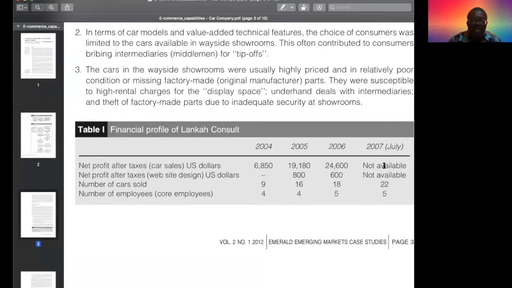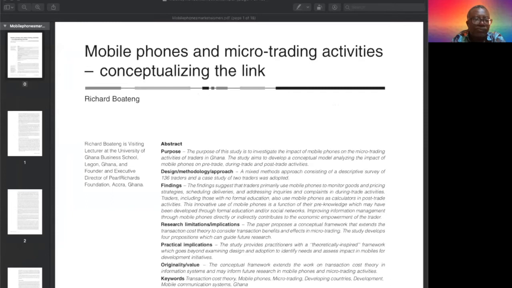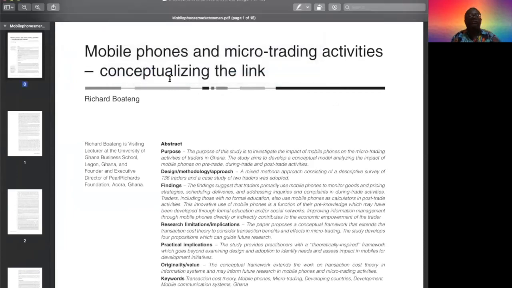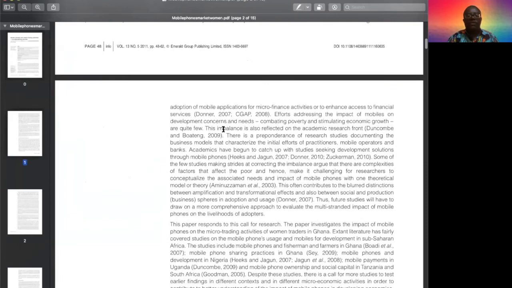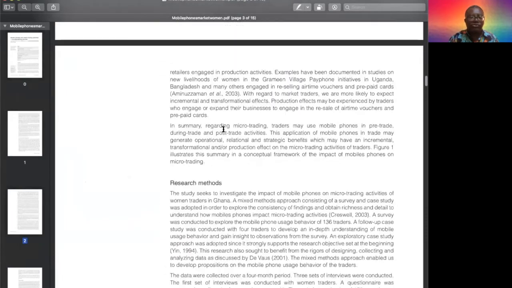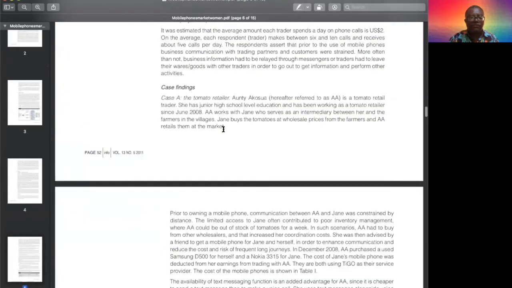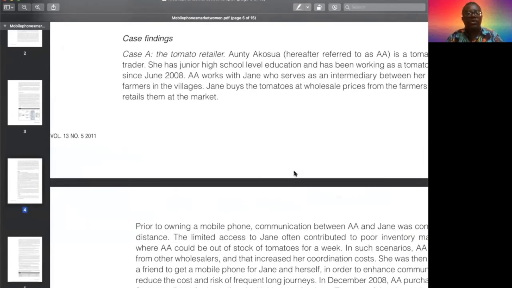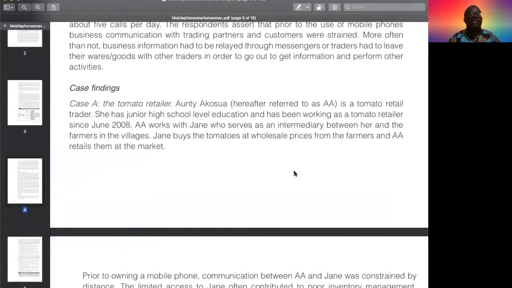Now, what you see here is showing you what goes into a case study. What goes into a case study? Now, look at this same thing and compare it with that of Auntie Akosua. Okay, Auntie Akosua. Okay, good. Now, with Auntie Akosua's own, I want to go to your case itself. Okay, so you can just see it. Case A, the tomato retailer.